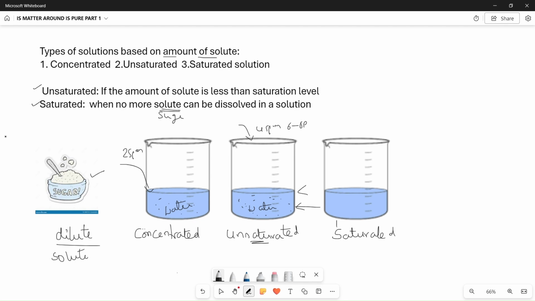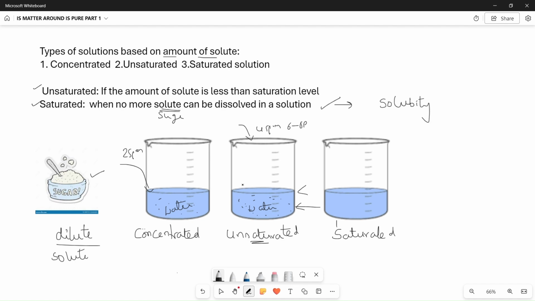So we are saying saturated solution. At one point, at room temperature or a given temperature, at that temperature, the amount of the solute in the solution is called its solubility.